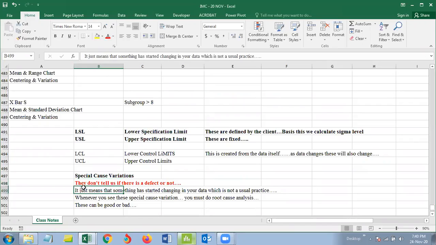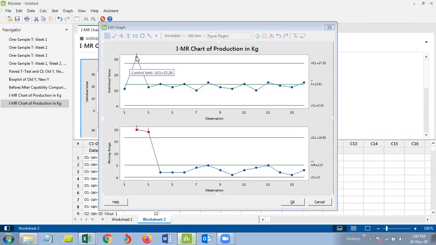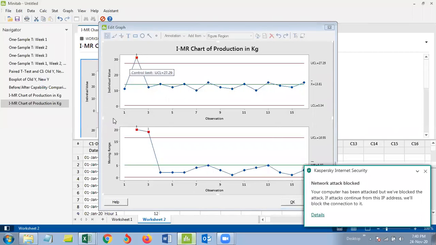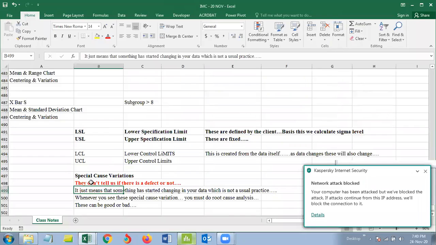Special cause variations, these red dots. Whenever you see them in a control chart, do not have a preconceived notion that it's a defect. Special cause variation does not mean it's a defect. What you are measuring will decide whether it's a defect or not. It just means that something different has happened, which is not a regular practice.